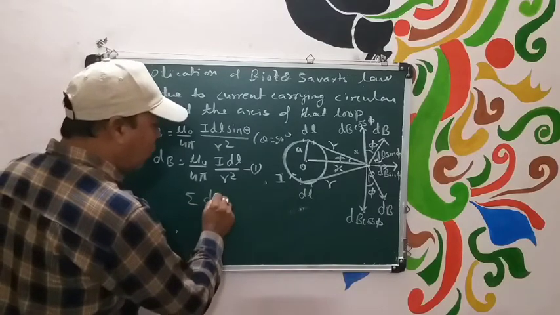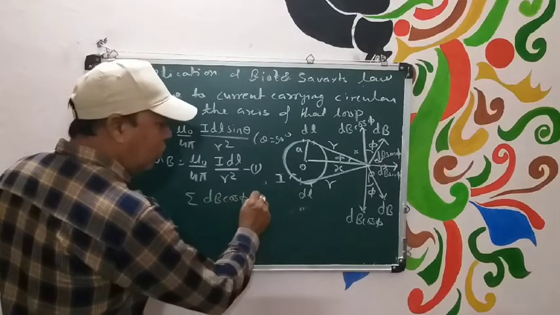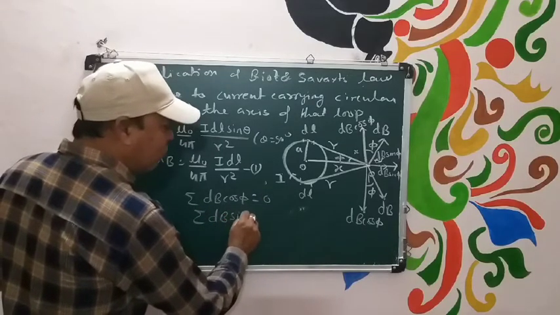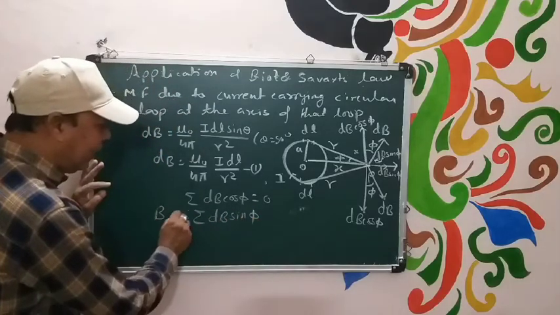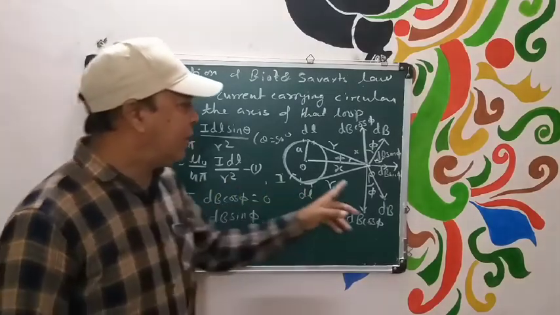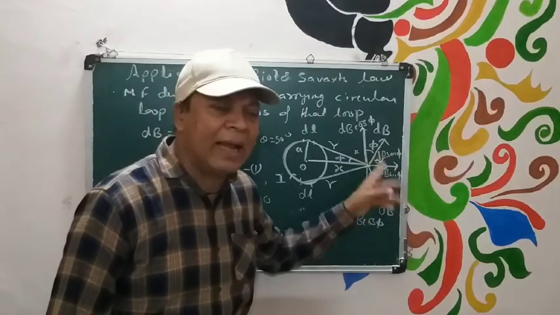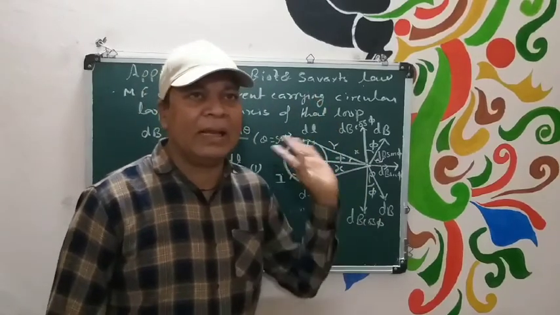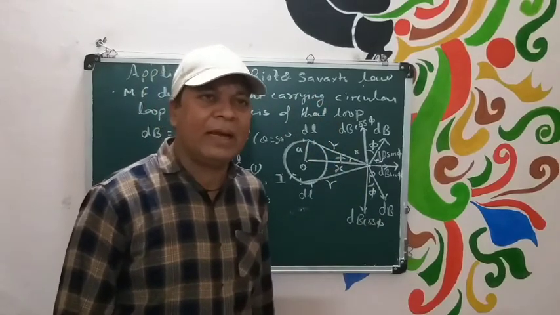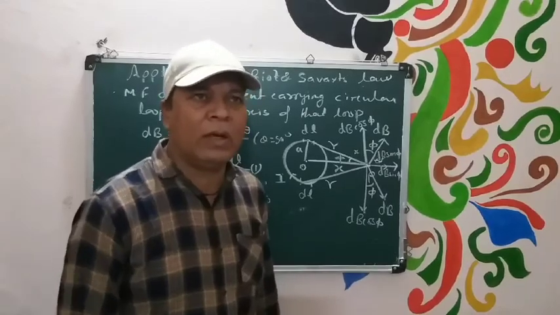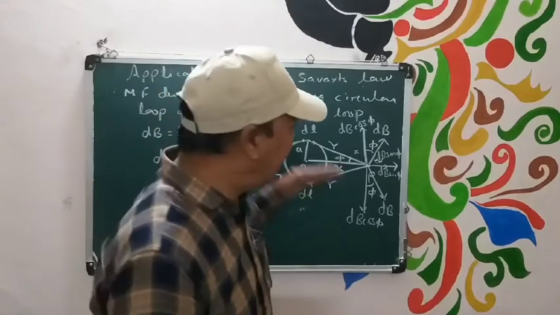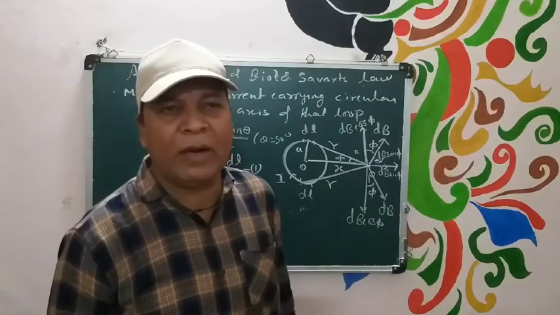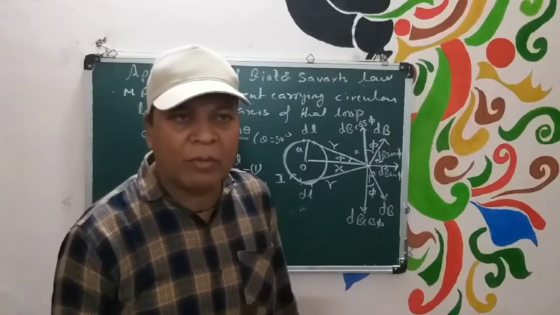So obviously the summation of dB cos phi should be equal to 0, whereas the summation of dB sin phi should be the resultant field. So B should be the sum of all these sin components, dB sin phi. ये बात समझ में आई? cos phi components कैंसिल होंगे और sin phi components एड अप होंगे. इससे आपको एक बात और क्लियर हो रही है, that is the direction of the magnetic field will be only along the direction of the axis, that is, it should be perpendicular to the plane of the coil.